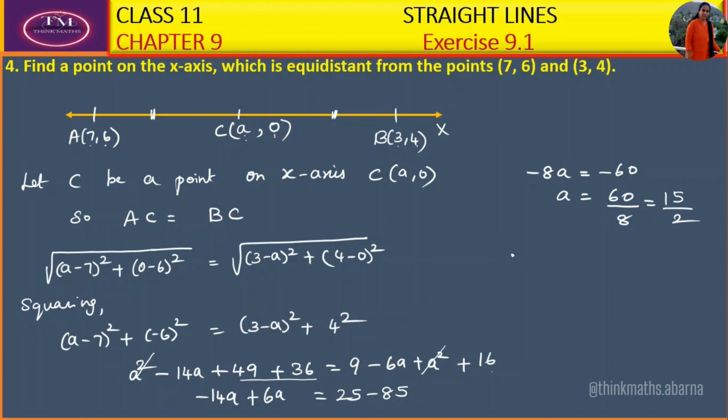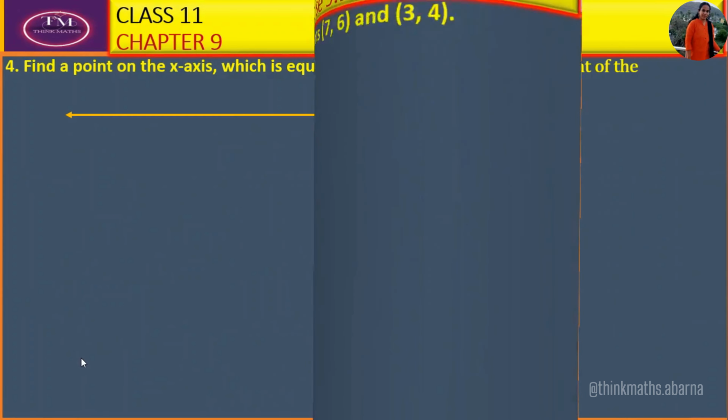So the point C is 15 by 2 comma 0. We will keep it as a fraction, or if you convert it to decimal, it is 7.5 comma 0. So this is the point C, which is equidistant from 7 comma 6 and 3 comma 4. Clear, children? Shall we move on to the next problem, the fifth one?